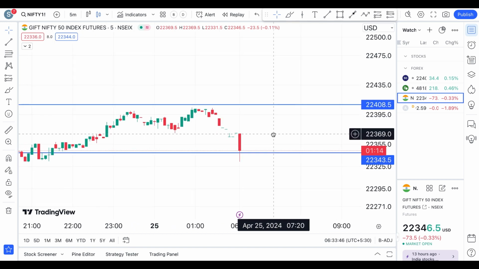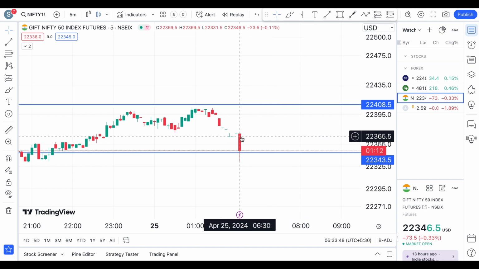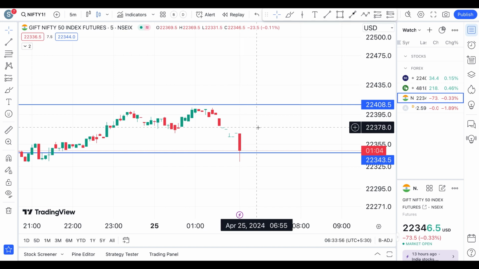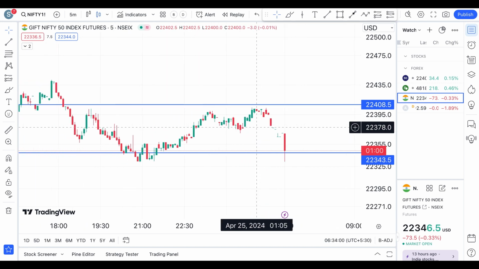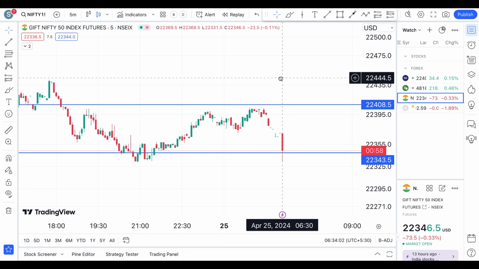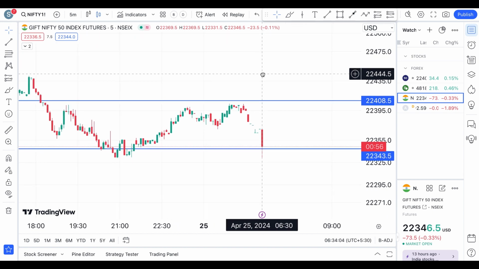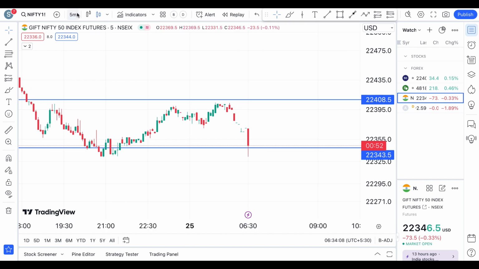So to start with, here we have the Gift Nifty chart in front of us, and as you can see, we have got an almost flat opening in the Gift Nifty. That's what global cues are indicating for today's market. So in this video, let's find those important levels based on the support and resistance that was created based on yesterday's price action.